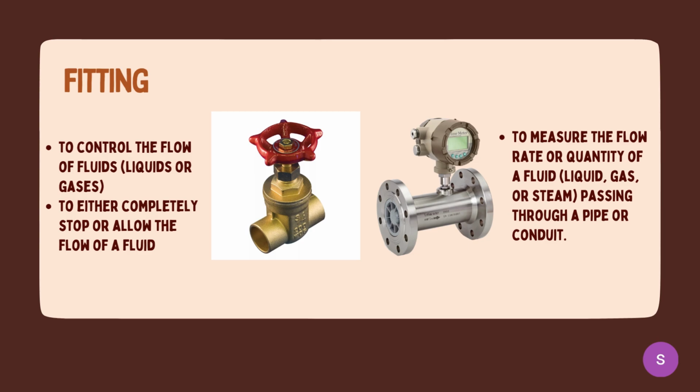Next, the water meter. The water meter is used to measure the flow rate or quantity of a fluid, either liquid, gas, or steam, passing through a pipe or conduit. So the water meter is to measure and record the amount of water flowing through a pipeline.